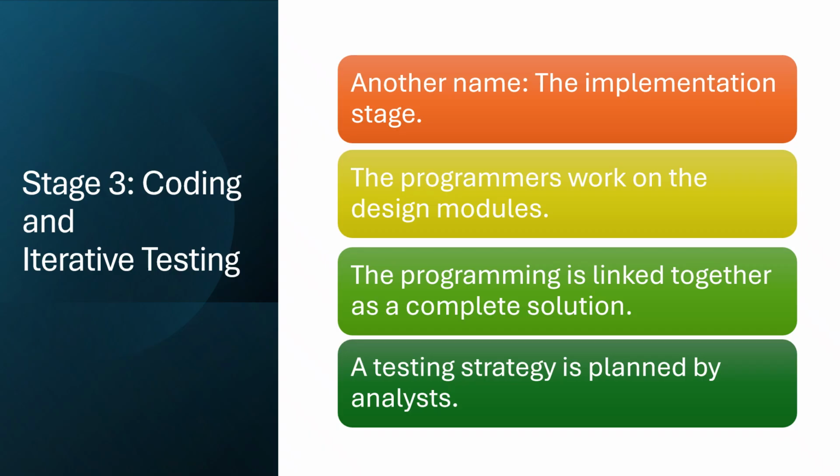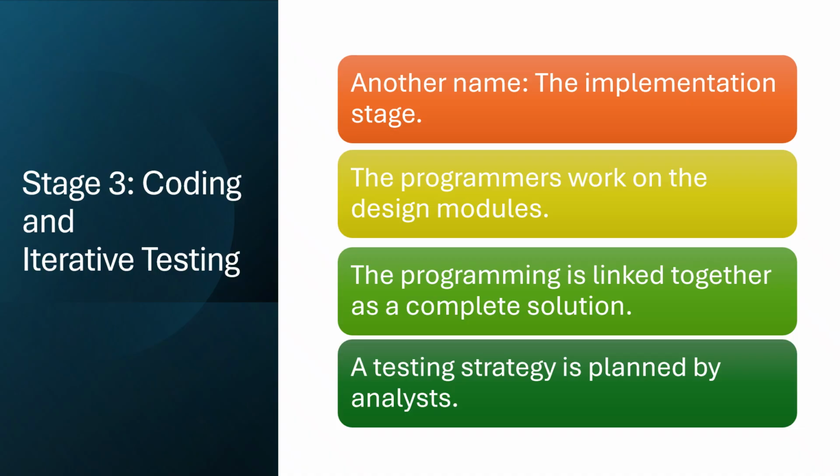Coding, the other name for coding, is the implementation stage. Now that the design is ready, the pictorial form of the design, the plain English form of the design, and the structured form of the design are ready. This is the stage where the real implementation of the program takes place. The programmers work on the different design modules that are given to them. This programming is linked together as a complete solution, meaning different modules are made as shown in the structure diagrams.